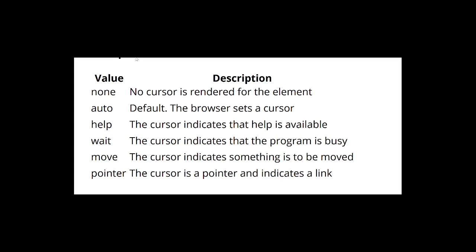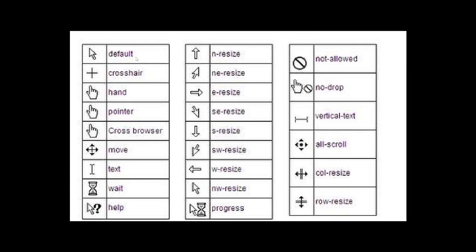And wait, the cursor indicates that the program is busy. And move, the cursor indicates something is to be moved. And pointer, the cursor is a pointer and indicates a link. So as you can see, we have the pointer here. It indicates a link, and the default one is the one which is set by the browser. And we also have the help, which is down there, as you can see. So this is just a cheat sheet for the cursor styling. Let's look at how we do it inside the Visual Studio Code.